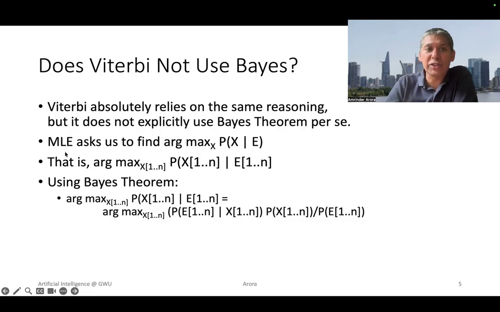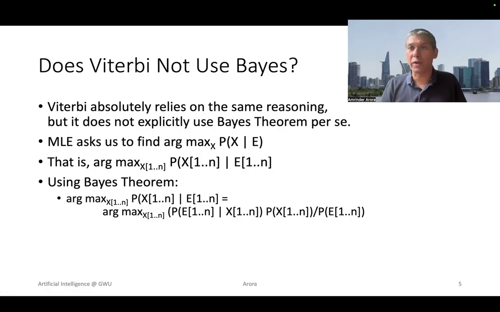The most likely explanation asks us to find the argmax of x given E. That means, given the observation that you have made, which x is the most likely explanation. So find the x which has the maximum probability of x given E. That's what you want to find. Note that x and E are both arrays, because we're not talking about one coin toss and one observation. You're given observations, and you want to track what the underlying state was during those n observations. That's why we can write it as x1 through n given E1 through n.